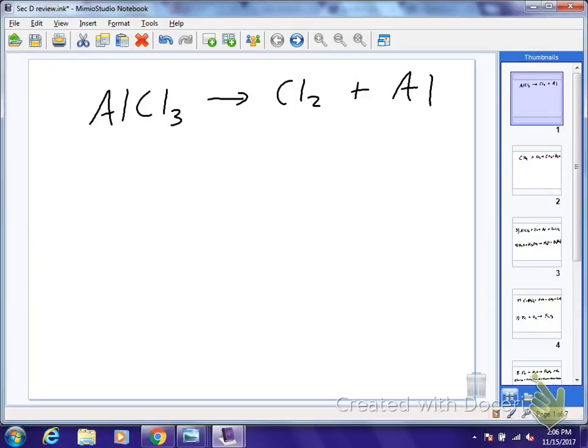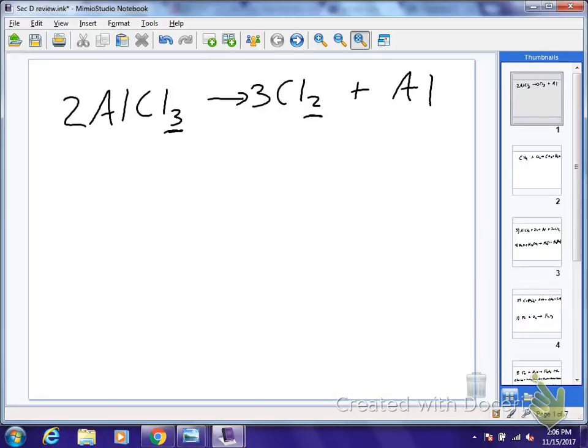Okay, so the first one you have to do is the drawings. Since you guys know how to balance now a lot better than when we first went through this, I would balance it. If you notice, you got a 3 and a 2 for chlorine because aluminum is balanced by sight. You have to get those both to 6. So you put a 3 in front of Cl2 and a 2 in front of AlCl3.